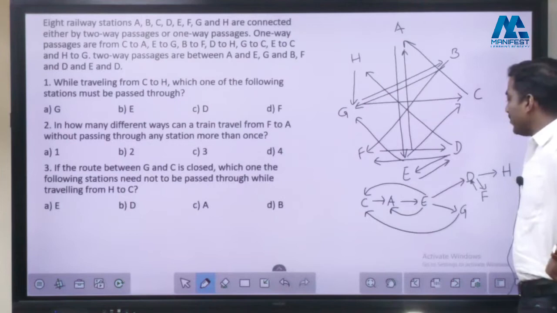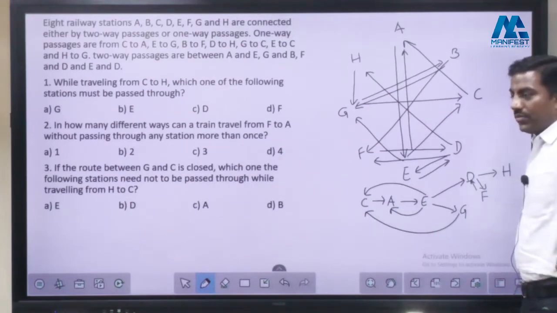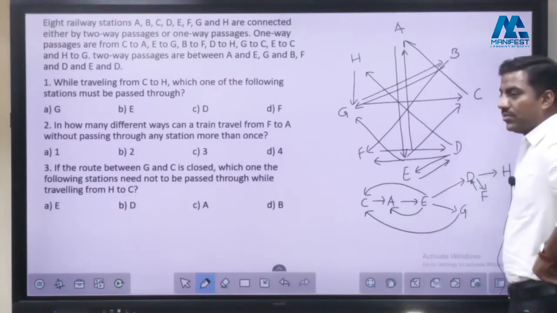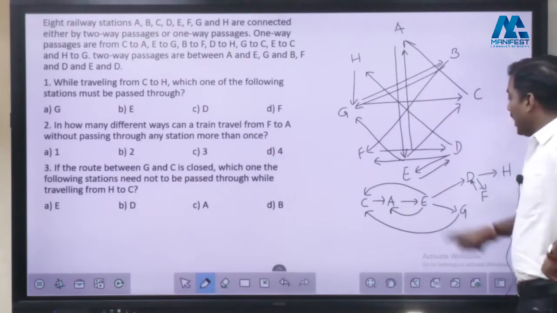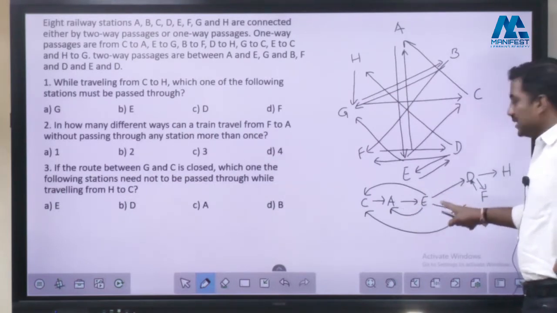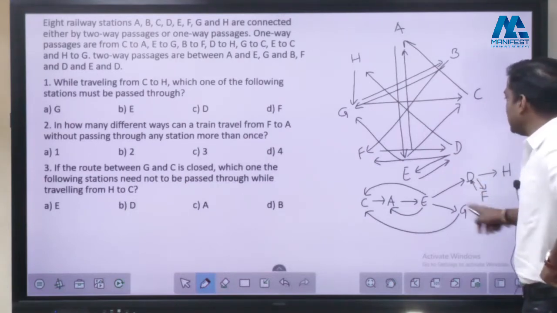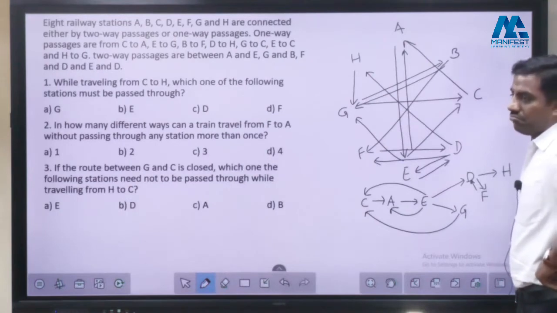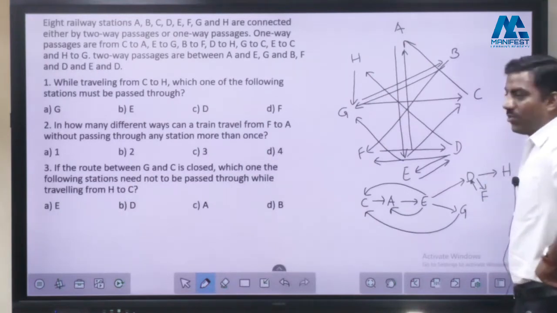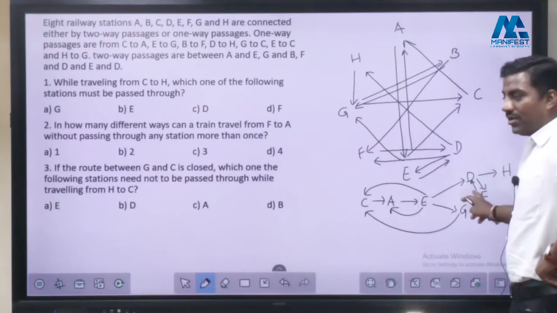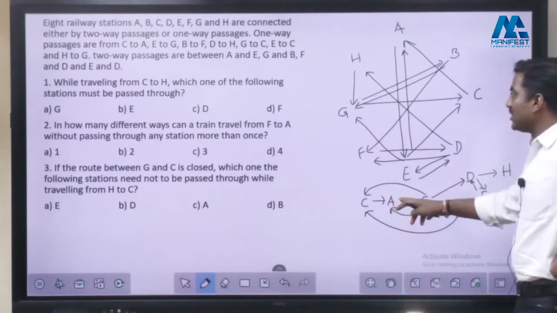Is there any chance that we skip A and D? A is compulsory, E is compulsory. Even D is also compulsory. Yes or no? Or is there any connection between G and H? No. H has only connection from D. So D is a must here. So for this, again, A is a must.